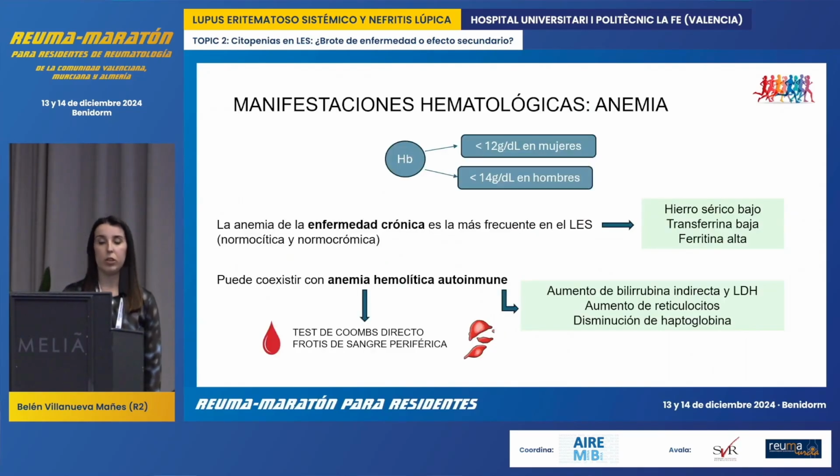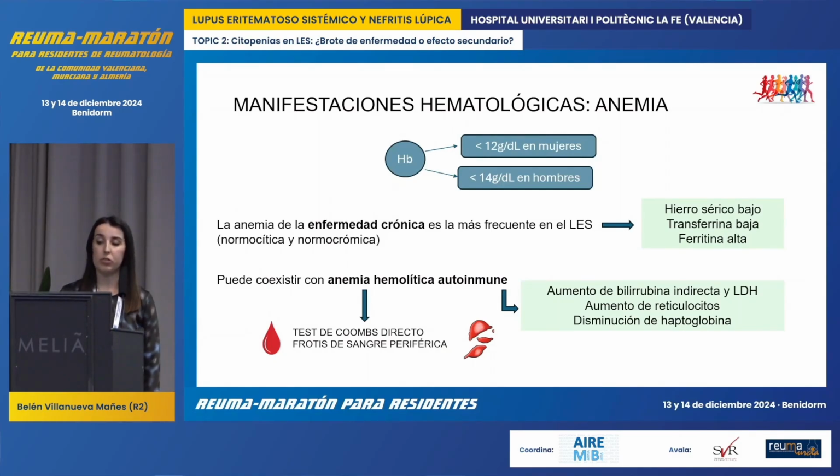And now moving on to hematological manifestations. We begin with anemia. It is defined by blood hemoglobin levels of less than 12 grams per deciliter in women and less than 14 grams per deciliter in men. The most common type of anemia in lupus is anemia of chronic disease, which is normocytic and normochromic.